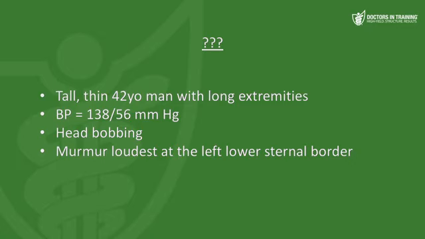The second one was a tall, thin man with long extremities, which means he either plays center in the NBA or perhaps he has Marfan syndrome. Then he has a wide pulse pressure and that head bobbing and an early diastolic decrescendo murmur along the left sternal border. So this is aortic regurgitation. Remember, patients with Marfan syndrome tend to have dilation of the aortic root, which pulls those aortic valve leaflets apart, and that can cause aortic regurg.